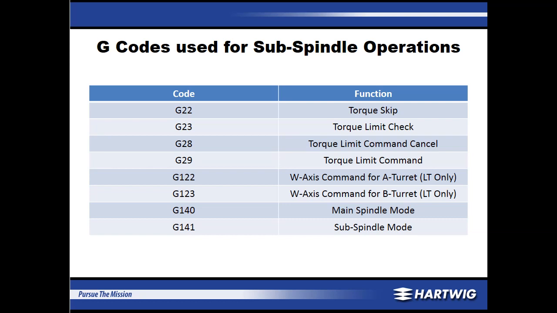G122 and 123 are used for LT machines only to command the W axis from the A turret or the B turret when doing a part transfer. And then our G140 main spindle mode command and G141 subspindle mode commands.